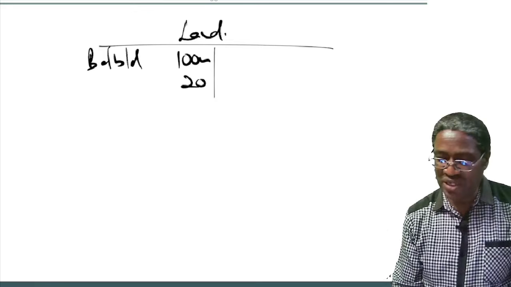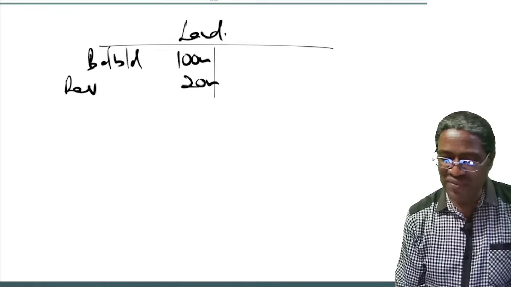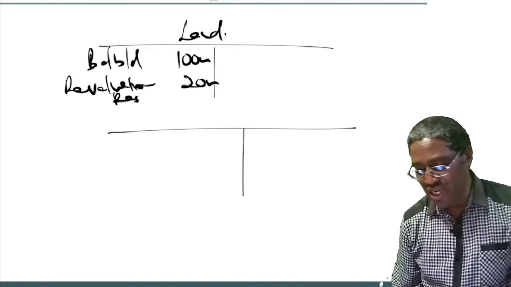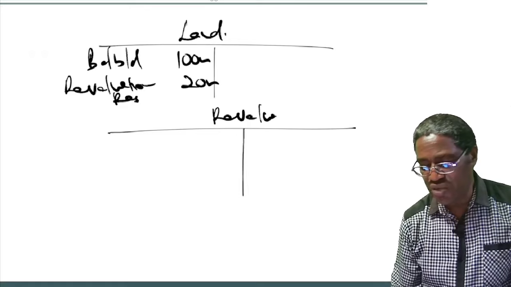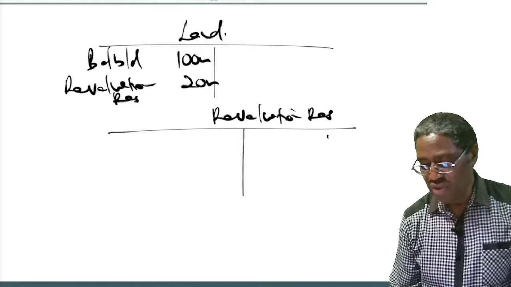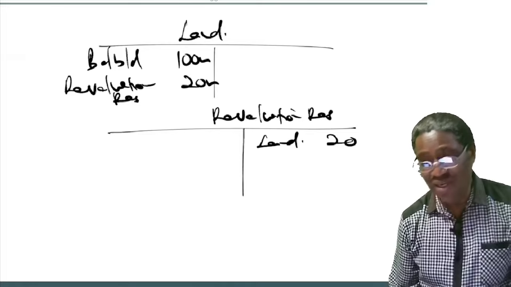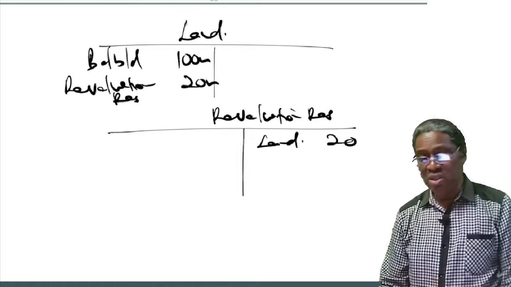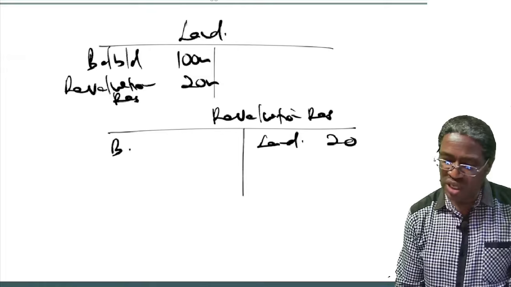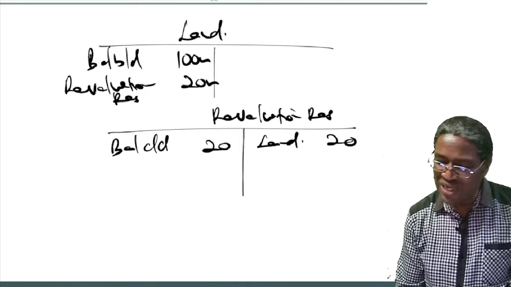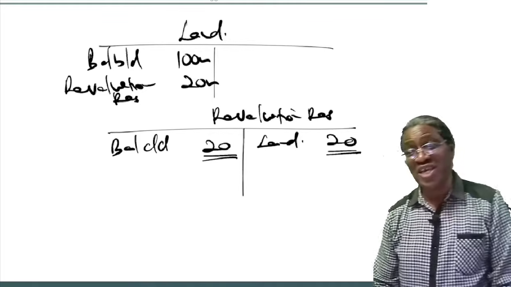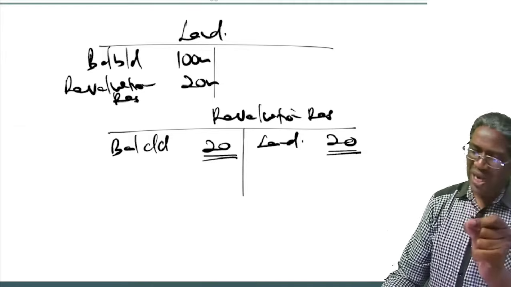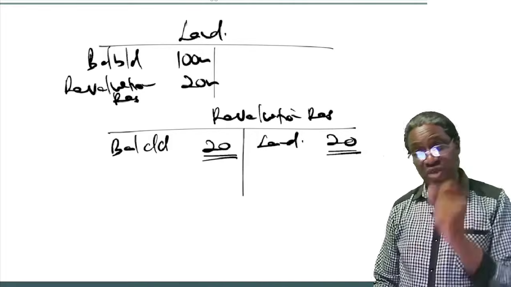So you must have debited land by 20 million, and you must have credited an account called revaluation reserve. You debited land and credited revaluation reserve by 20 million. Then come the end of the year, you had to close the books. This balance called revaluation reserve, the 20 million, you took to the balance sheet as a component of equity.